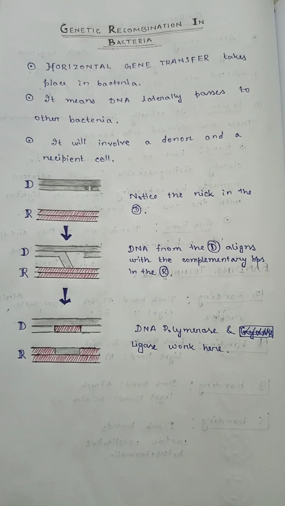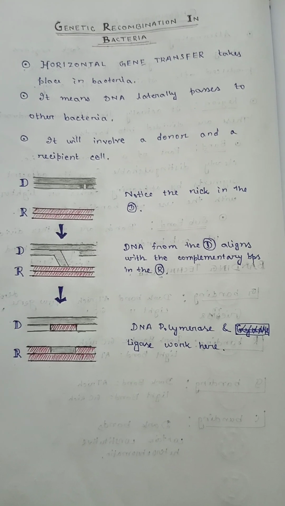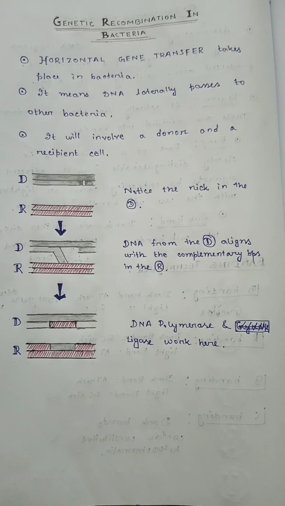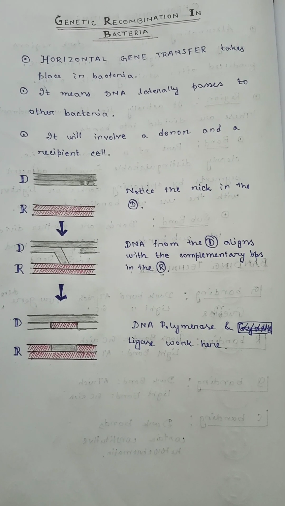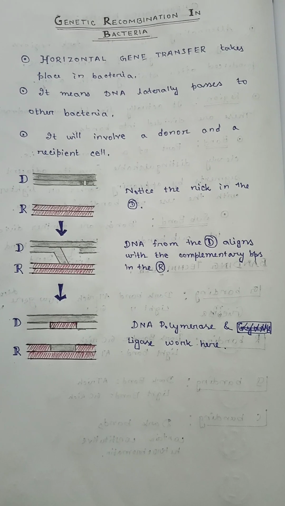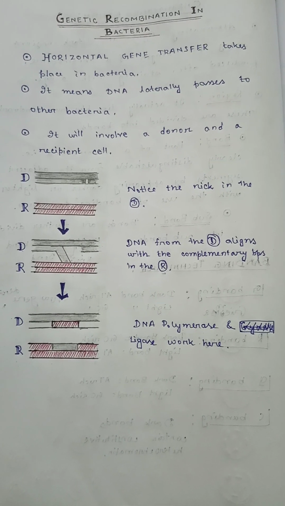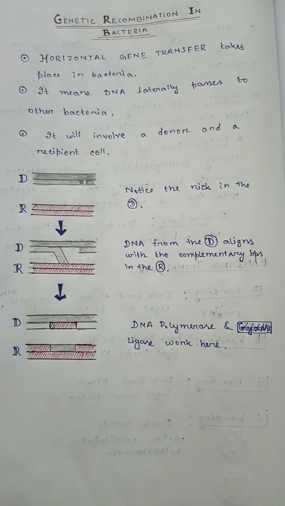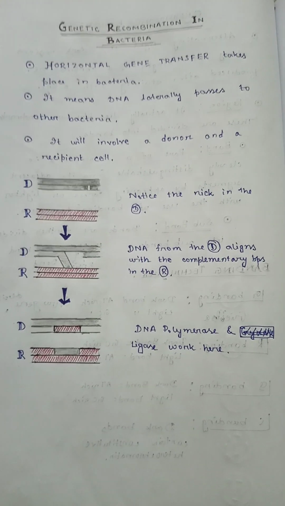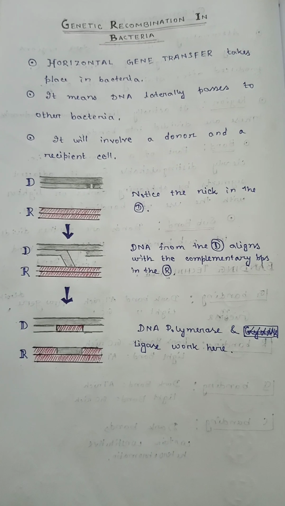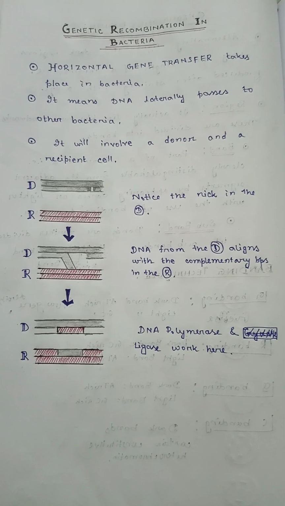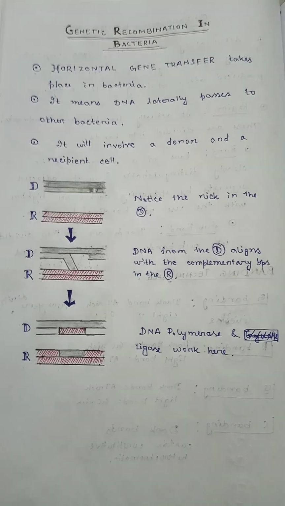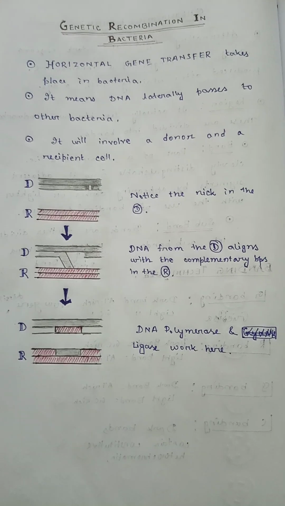Now, there are two types of methods of transmission of genes. One is vertical, one is horizontal. The vertical gene transfer happens in plants and animals, right? The genes are passed from an organism to its offspring, or rather to say, they are transferred from one generation to another generation, right? This is vertical transmission or vertical gene transfer.